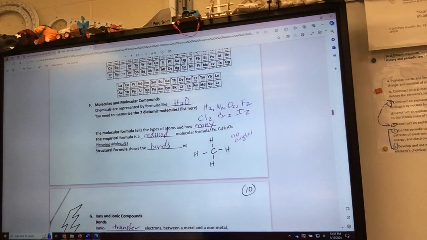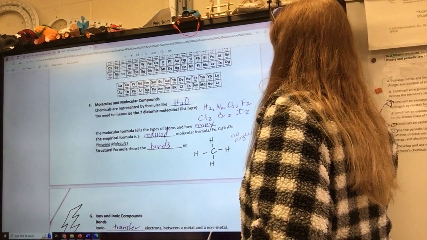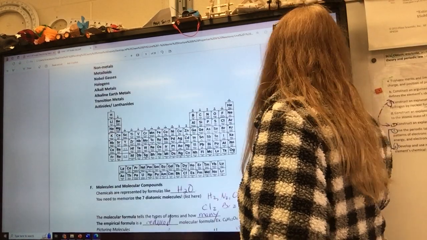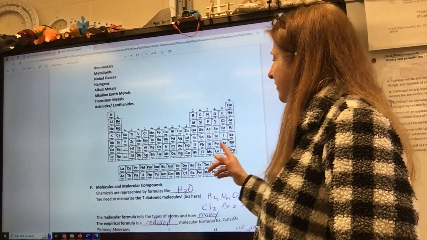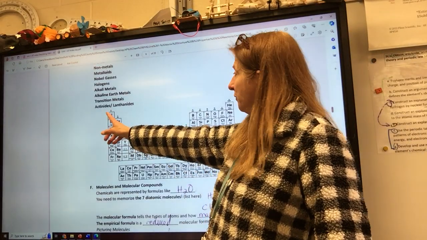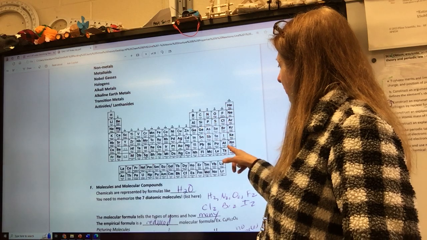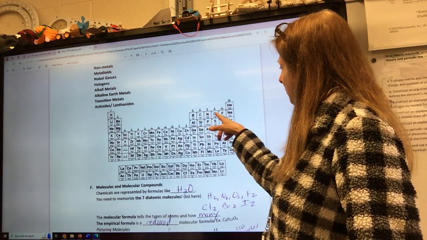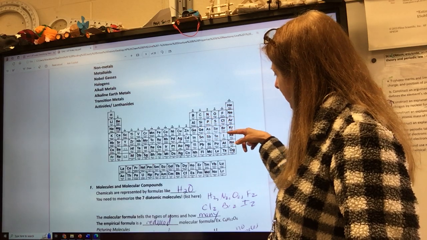The great thing about it, it's very handy, is if you look at where they are on the periodic table, they make a 7, okay? So it's H2, and then look over here, it's those. You see the 7: N2, O2, F2, Cl2, Br2, I2.